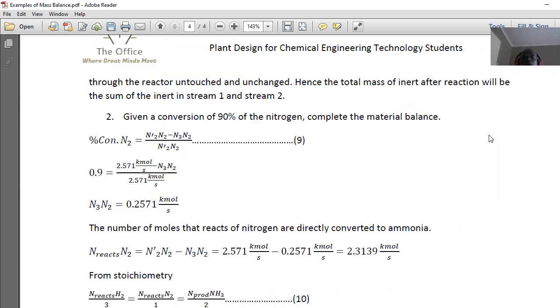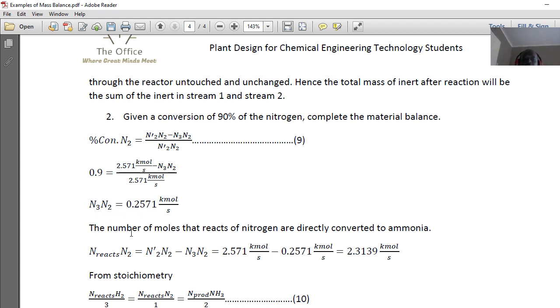Now, given a composition of 90% and a conversion of 90% of the nitrogen, complete the material balance. So this is the equation for conversion, which I gave in the previous lecture: the nitrogen in stream 2 minus the nitrogen in stream 3, over the nitrogen in stream 2, gives you the conversion. Now, this will give you a nitrogen in stream 3 of 0.2571 kilomoles per second.